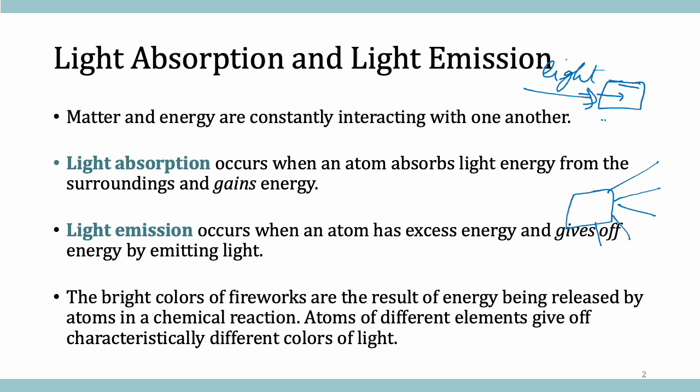So light absorption occurs when an atom absorbs light energy from the surroundings, and light emission occurs when the atom has excess energy and it gives off energy through emitted light. Okay, that is light absorption and light emission. Now why does that occur? To understand that, we need to know what is Bohr's model of an atom.